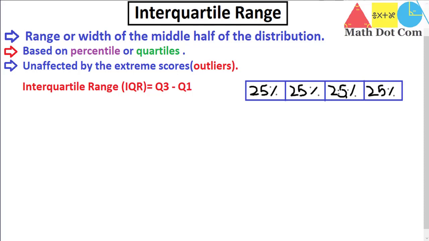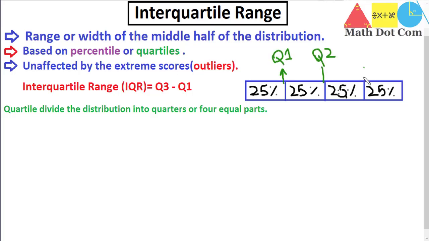Quartiles basically divide the data set into quarters. So you can say it either in quarters, or you can say in 4 equal parts. So if I write here, quartiles divide the distribution or the data into quarters or 4 equal parts. So these are 4 equal parts, and if I represent it in terms of quartiles, then this lower part will be on the left, and at this line I will say that this is Q1, this is Q2, and this is Q3.